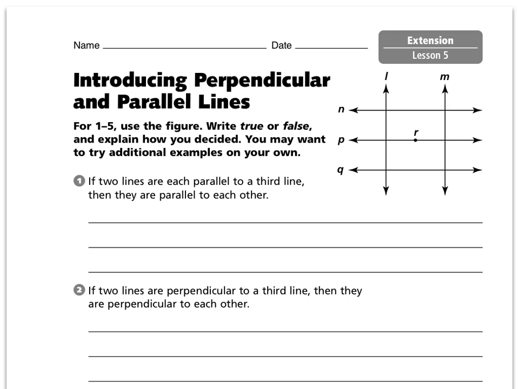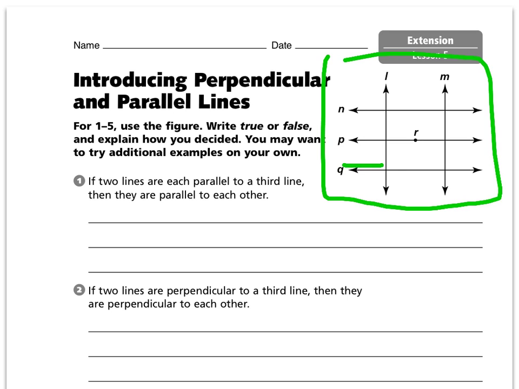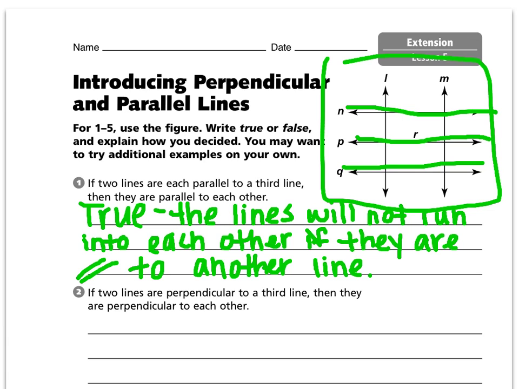Number 1. If two lines are each parallel to a third line, then they're parallel to each other. So, go ahead and look at your chart right here. If we have two lines that are parallel, we'll do line Q and line P, and they're parallel to the third line, which is line N, then they're parallel to each other. So this is true. The lines aren't going to run into each other if they're parallel to another line. Make sure you're able to explain your thinking by either using the image or by using words.